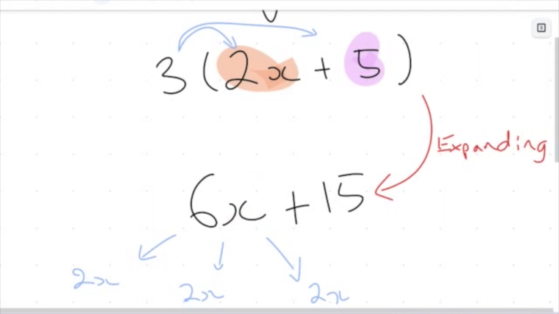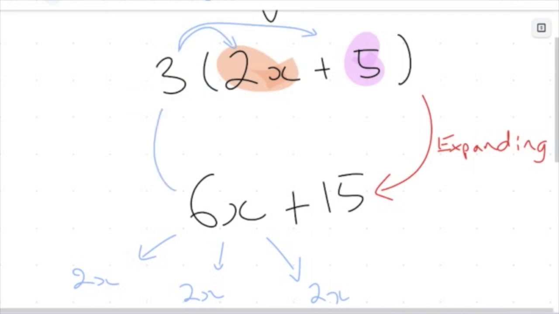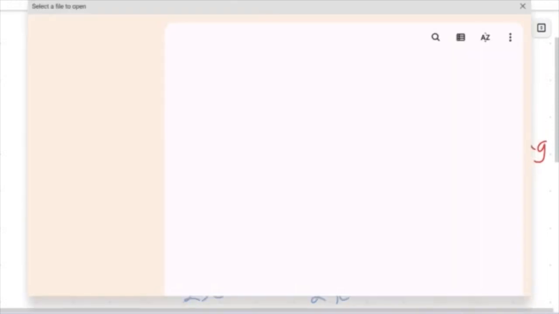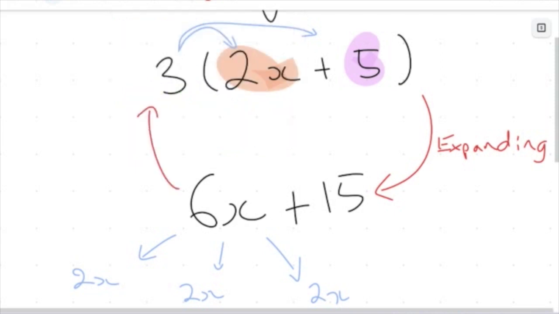So when we go from top to bottom here, from 3 outside of 2x plus 5 into 6x plus 15, we are expanding. And the process of what we're going to drill and talk about today is the idea of factorizing. And this should be a hint, right? It's in the word. Factorizing.